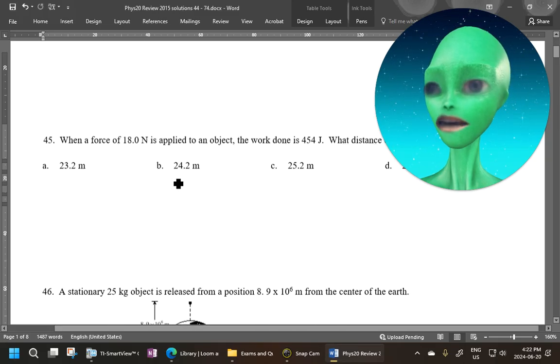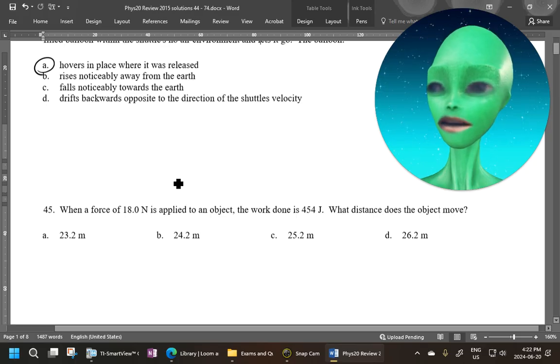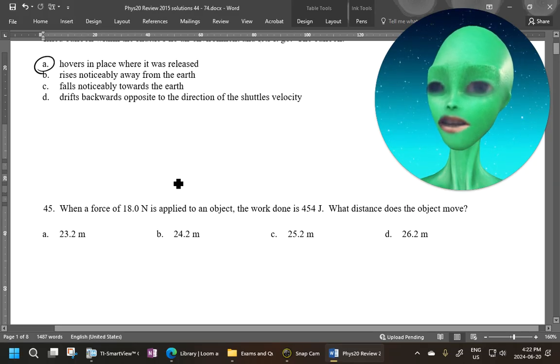Okay. If there was air, it'd probably move up. Would it? No. Moving in a circle. Yeah, it'd probably go upwards, but since there's no air, there's no buoyancy force. Strange. Okay, I say just hover in place.